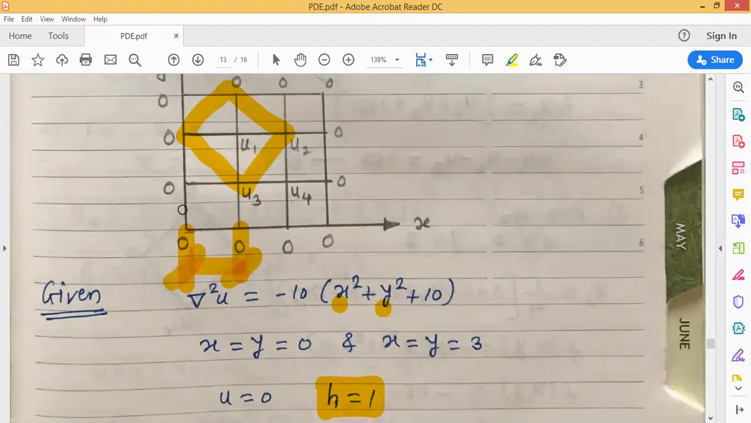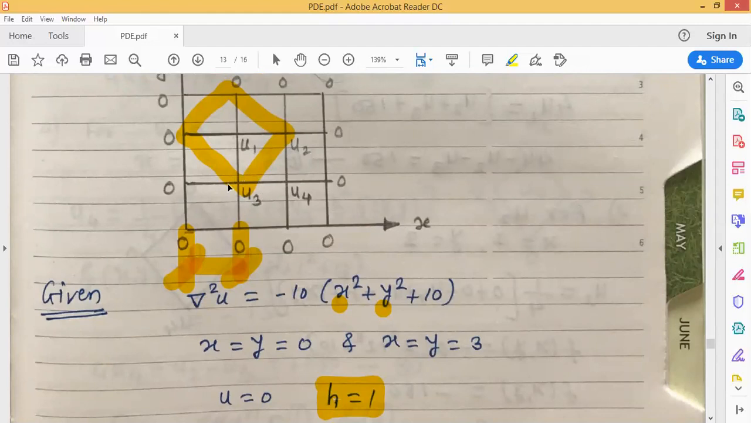Whereas in the y direction, there is 1 from 1 and from 2. So the coordinate of u1 is 1 comma 2. Means along the x direction, x is equal to 1, and along the y direction, y is equal to 2. So the coordinates of this u1 are 1 comma 2, whereas the coordinates of u2 are 2 comma 2.